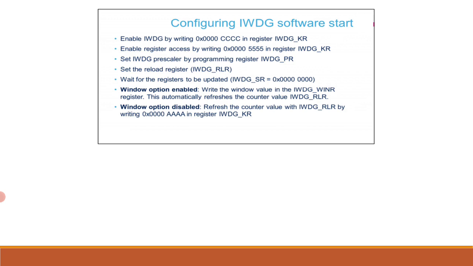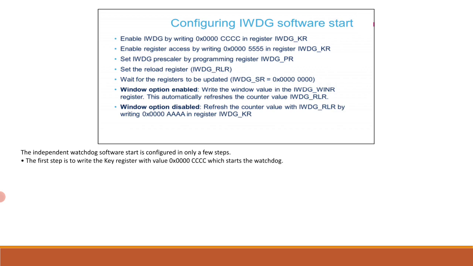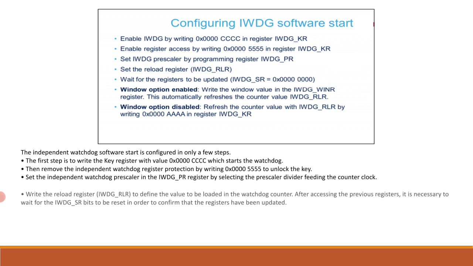Two options are now available: enable or disable the independent watchdog window option. To enable the window option, write the window value in the IWDG_WINR register. Otherwise, refresh the counter by writing 0x0000AAAA in the key register to disable the window option. How about settings and the reset flag? We will see further. I'm giving you the step by step here.